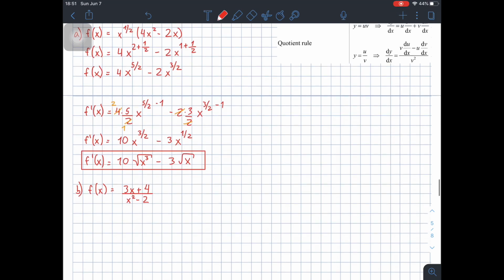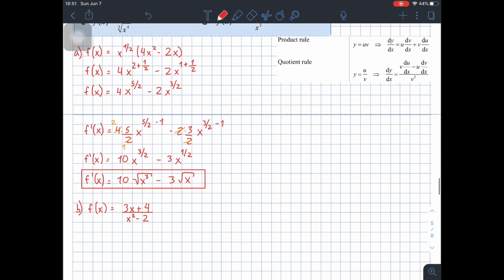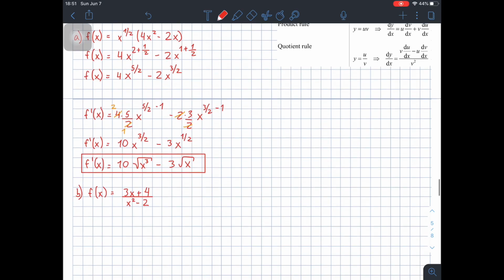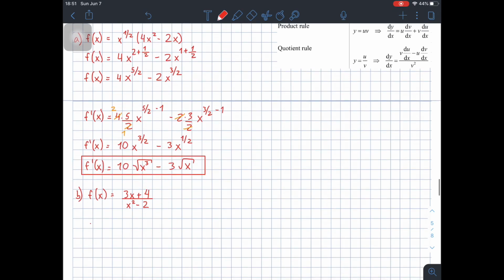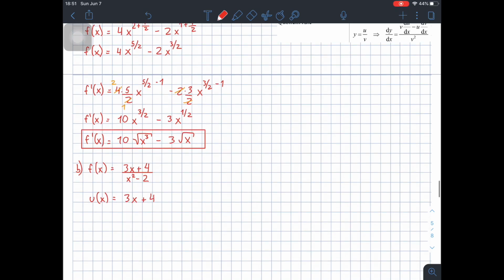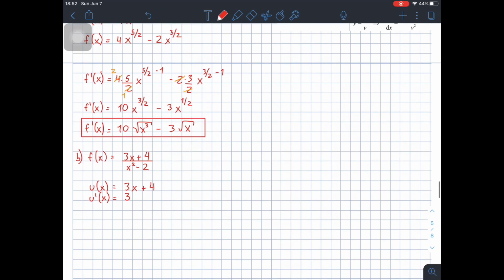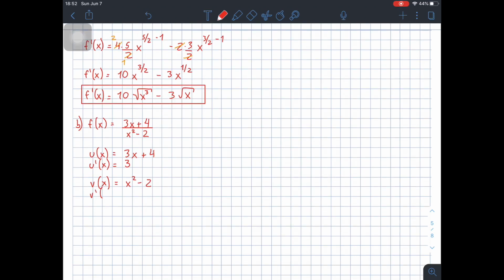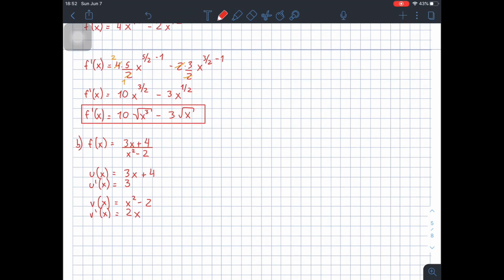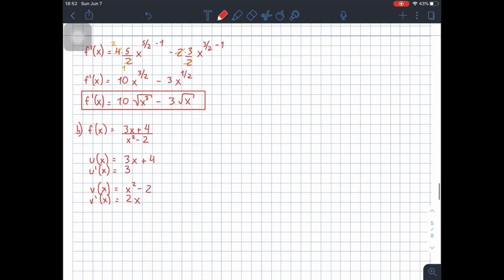So if we apply the quotient rule, let me call this u of x, the first function, which is 3x plus 4 in the numerator. If I find its derivative, u prime of x, this would be equal to 3, right? And if I consider v of x equal to x squared minus 2, then the derivative of v would be equal to 2x, right? So with this information, I can apply the quotient rule.